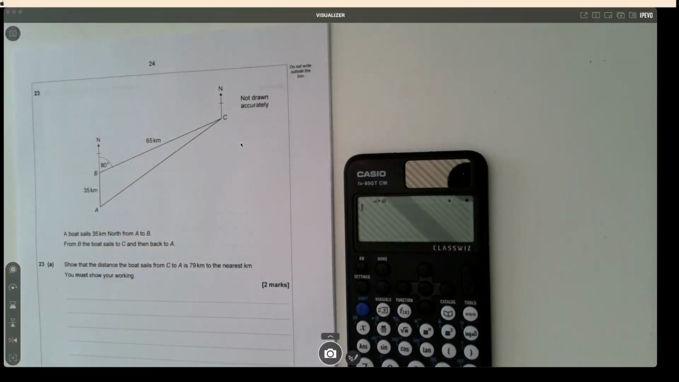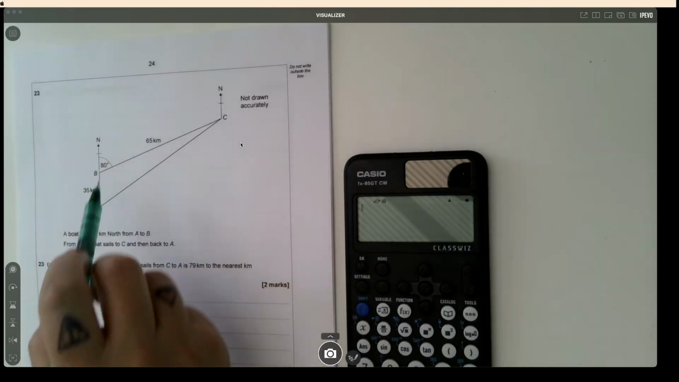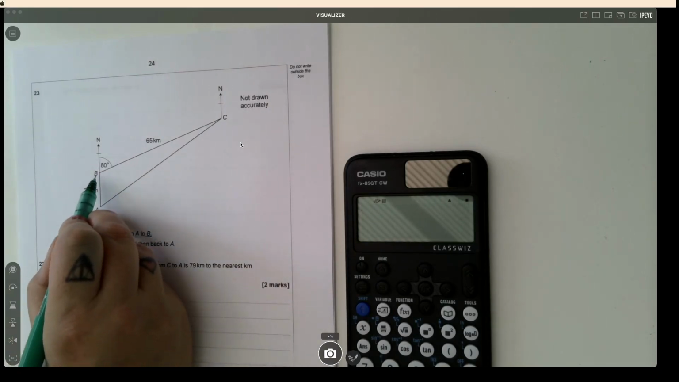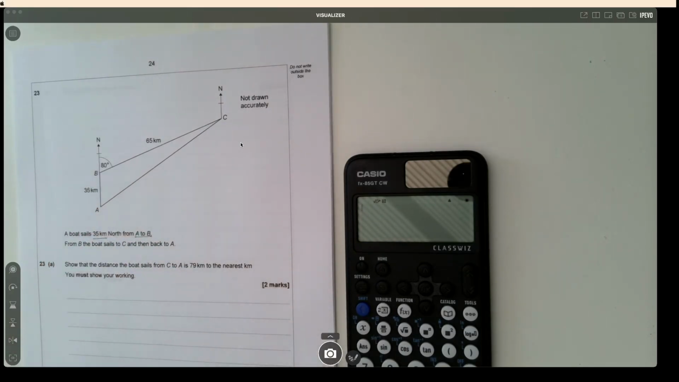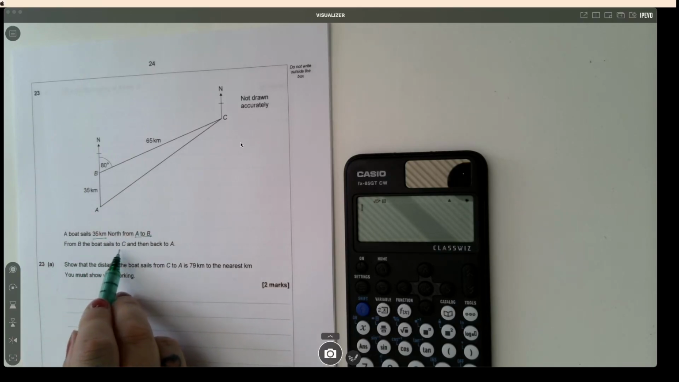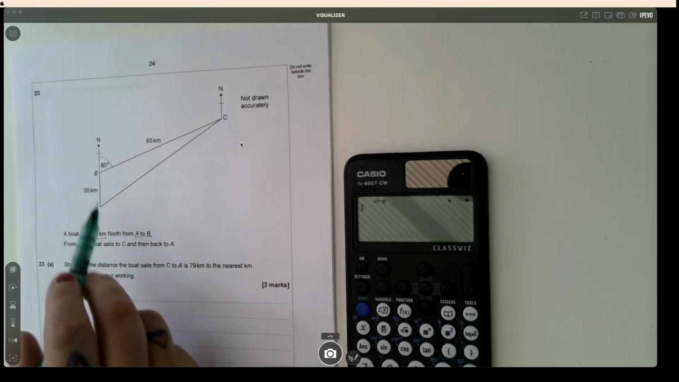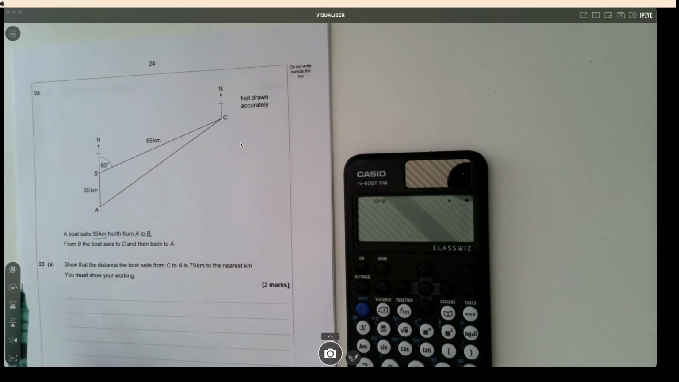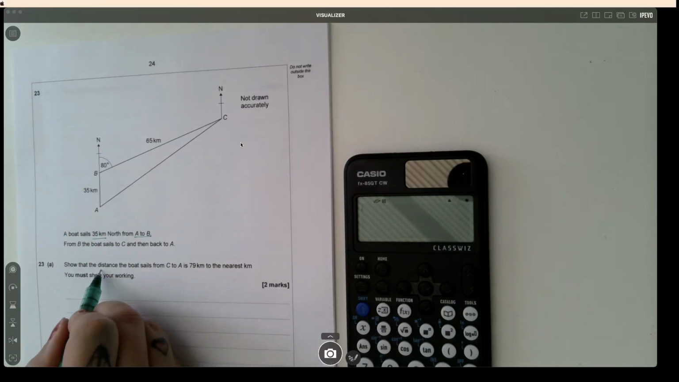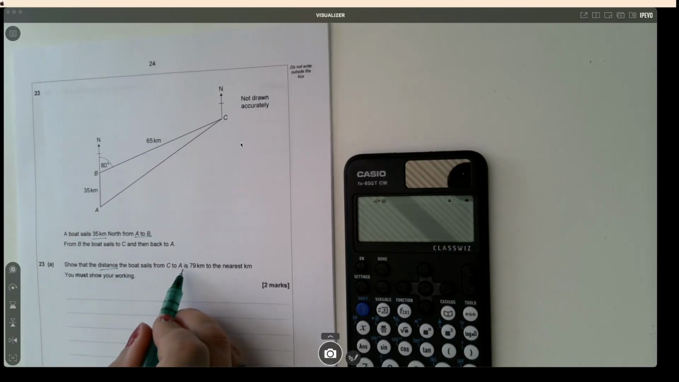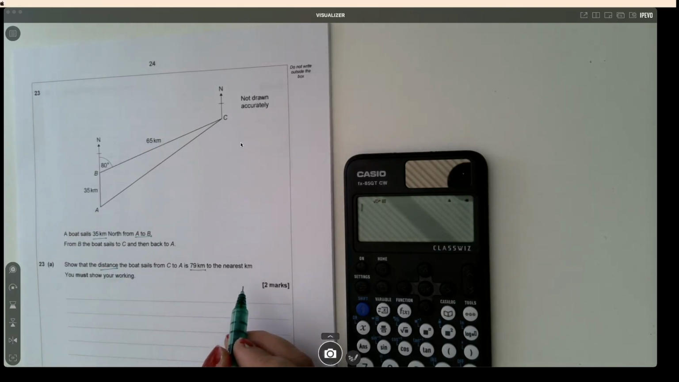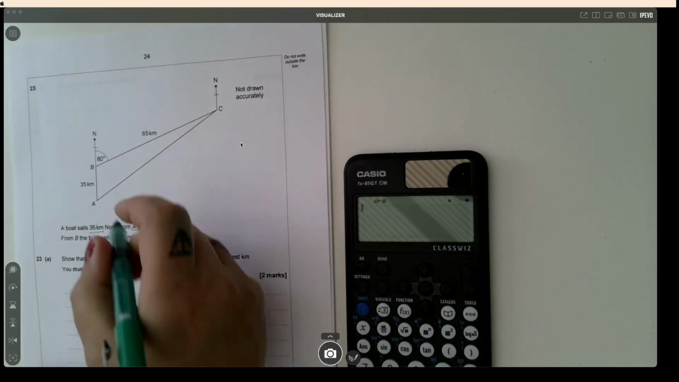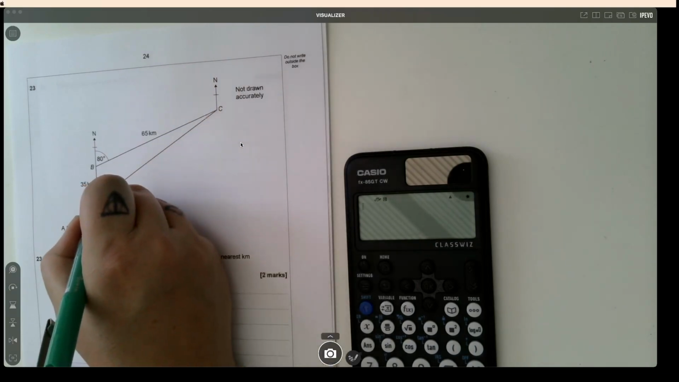Question 23. We have a diagram here. A boat sails 35 kilometres north from A to B. So A to B, 35 kilometres north. From B, the boat sails to C and then back to A. So B to C and then back to A, and it's formed a triangle. 23A. Show that the distance the boat sails from C to A is 79 kilometres to the nearest kilometre. You must show your working out. So we're finding this length here, AC.